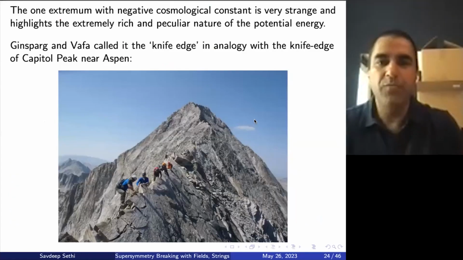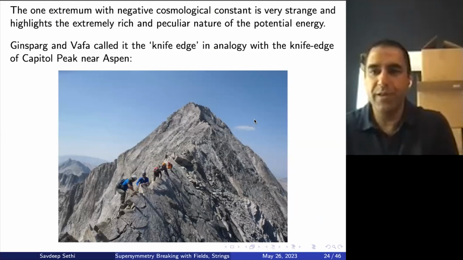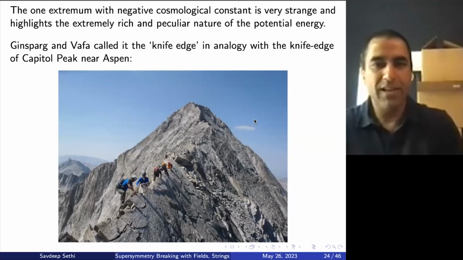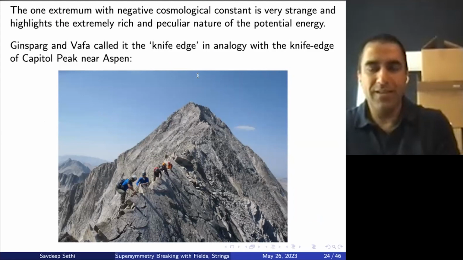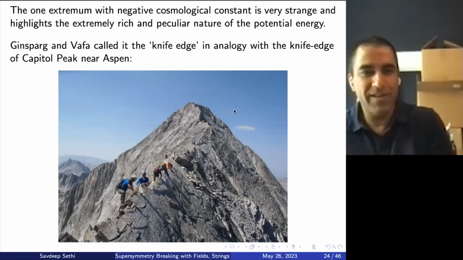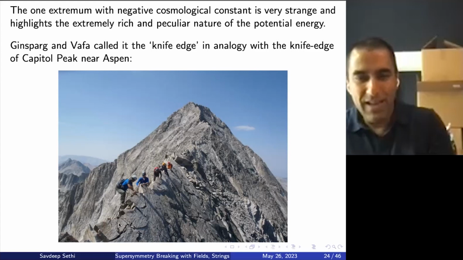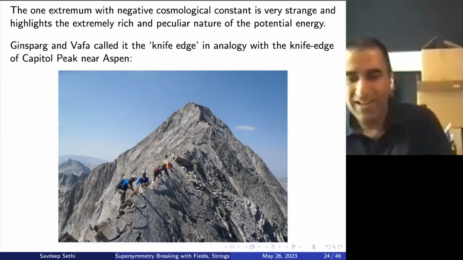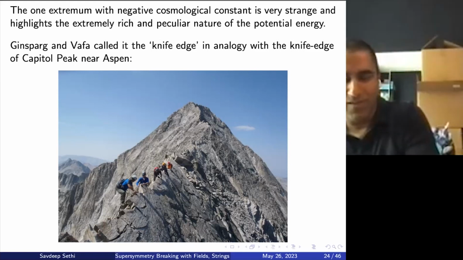The one extremum with negative cosmological constant is very strange, and it highlights the extremely rich and peculiar nature of the potential energy as computed in this most straightforward way. Ginsparg and Vafa called this kind of phenomenon a knife edge, in analogy with the knife edge seen on Capitol Peak, which is a 14,000-foot mountain near Aspen that one can go and try and climb. And people try and cross this knife edge, but you fall off to minus infinity on either side, and that's basically the end.